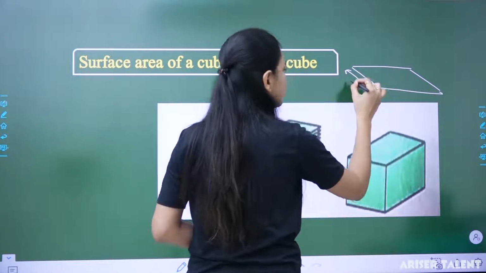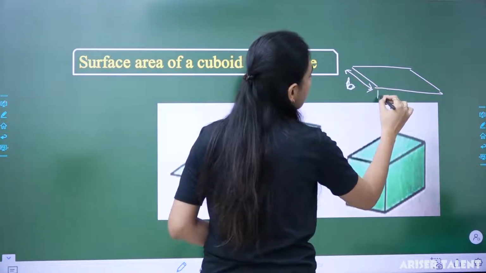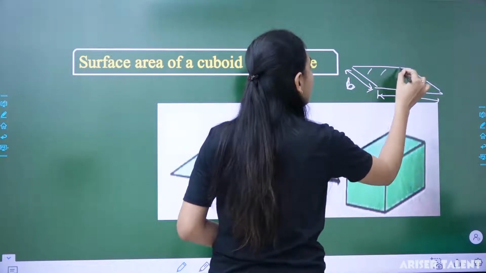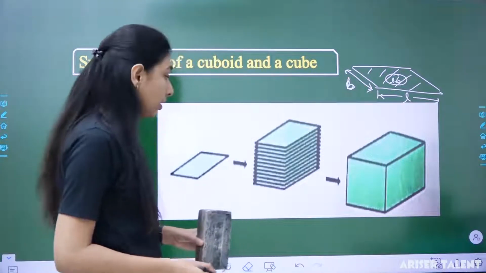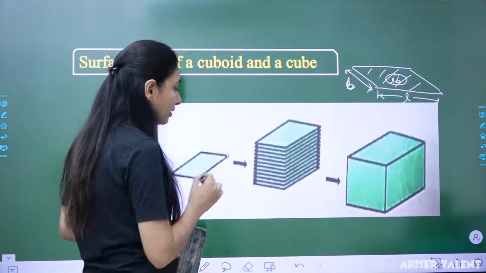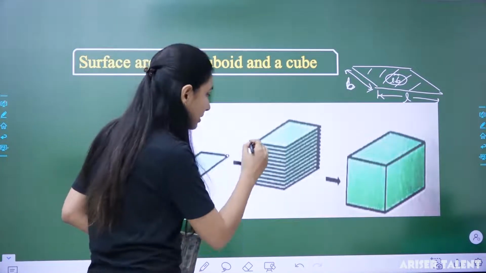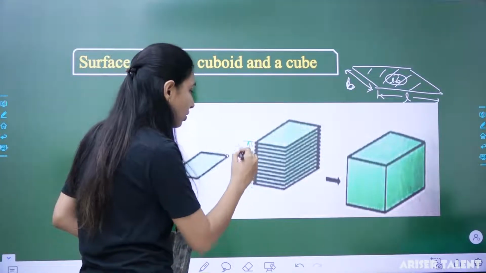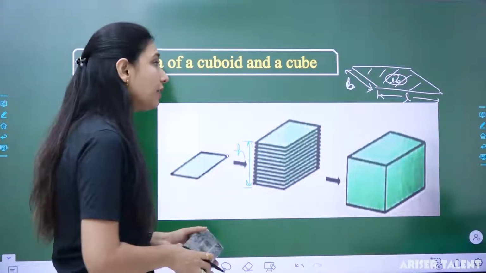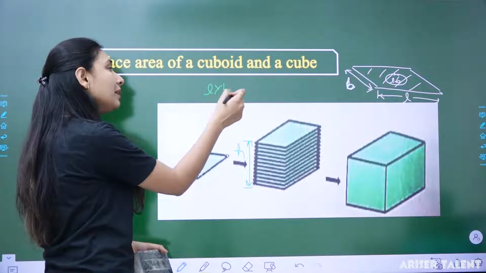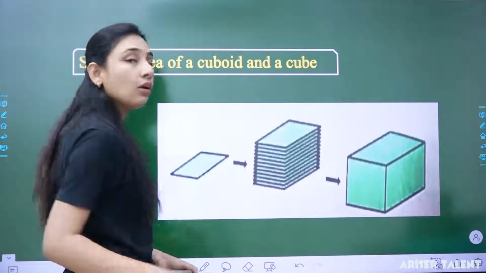If this is width and this is length, then the area will be L multiplied by B. Okay, now we are having this as l, and this is the height h. So in order to have the volume of it, we'll be having L multiplied by B multiplied by h, but this is something we are going to study in the volume section.